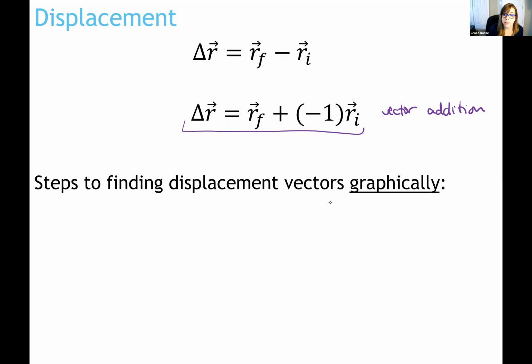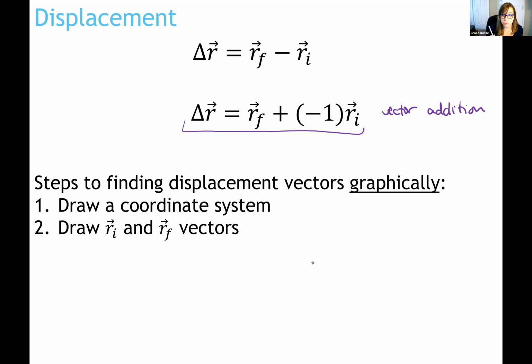you can do this graphically by drawing the arrows. First, of course, establish your coordinate system. Then draw your initial and final position vectors. You needed that origin in order to establish the initial and the final position vectors. And in order to do vector addition, we really want R final and negative R initial. So you're going to draw negative R initial. Once you know R initial, now you can do negative R initial. It's just if you flip the direction, flip that vector 180 degrees.